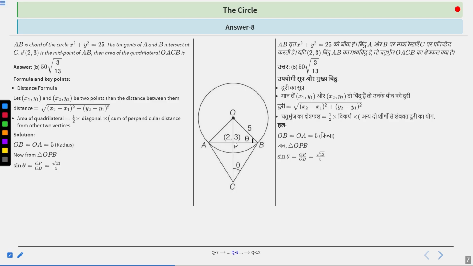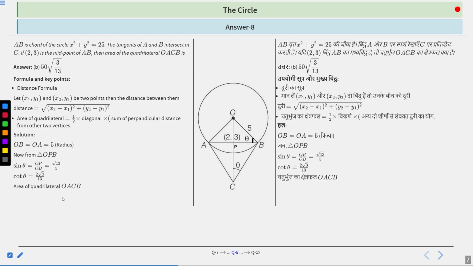Sin theta is equal to perpendicular upon hypotenuse, which is OP upon OB, which is root 13 upon 5, clear? Therefore, cot theta is equal to 2 root 13 upon 13, right? If sin theta is root 13 upon 5, then cot theta is 2 root 13 upon 13.